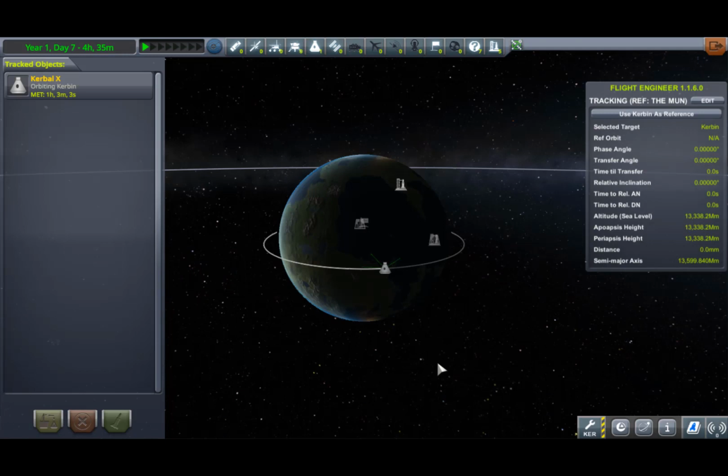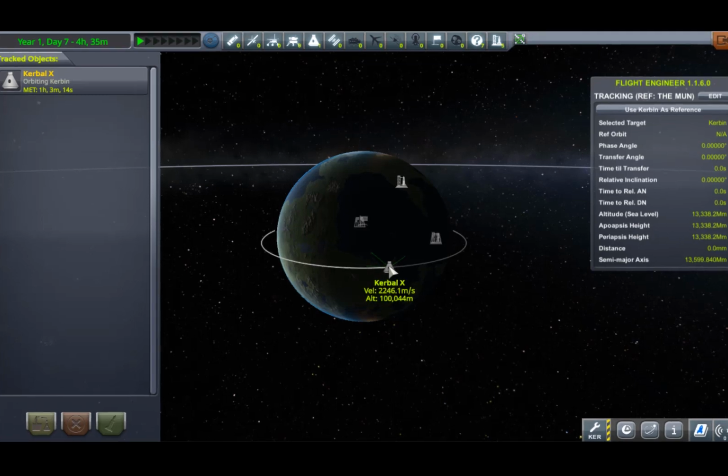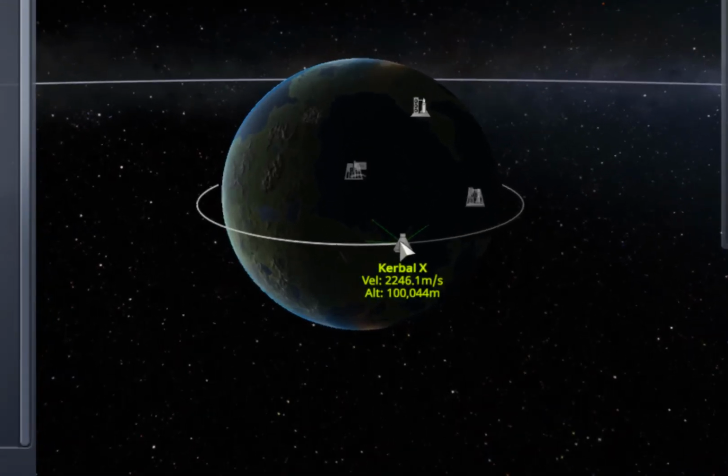Now I clicked through that pretty quick, and I missed that there was some useful and relevant information there on the screen. For example, we can see as I hover the mouse over the rocket here that the rocket we're flying is this Kerbal X. Its velocity is 2246.1 meters per second and an altitude of 100,046 meters, so roughly 100,000 meters. So that is the circular orbit that the rocket is in around Kerbin.